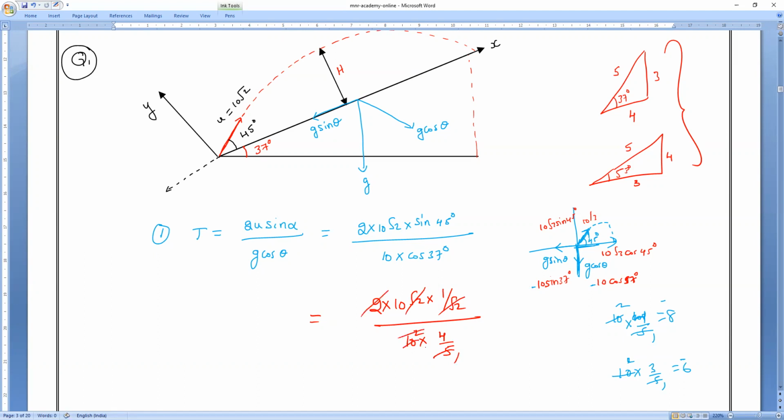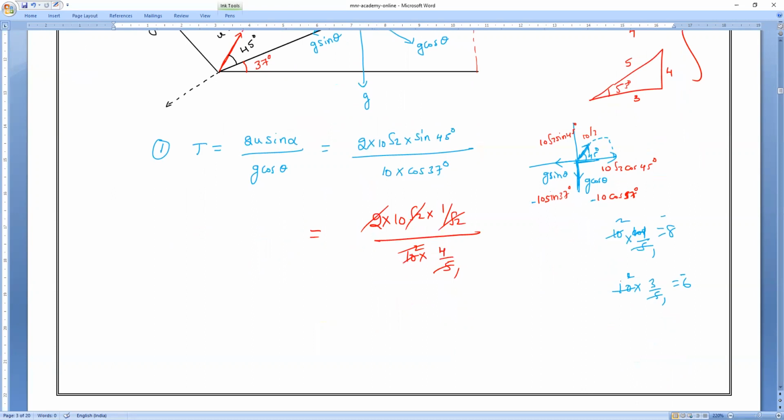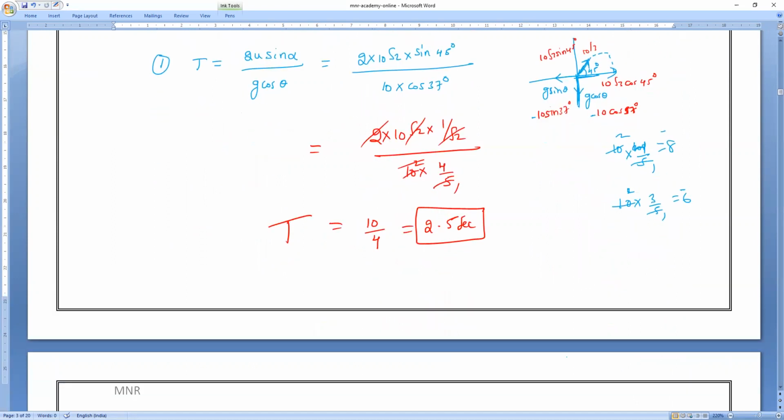Next, 2 will get cancelled. So what is the answer? Finally, what do we have? 10 by 4. So 10 by 4 means how many seconds? Everybody? 2.5 seconds. So what is the time of flight? 2.5 seconds. Finish it quick. Everybody completed?